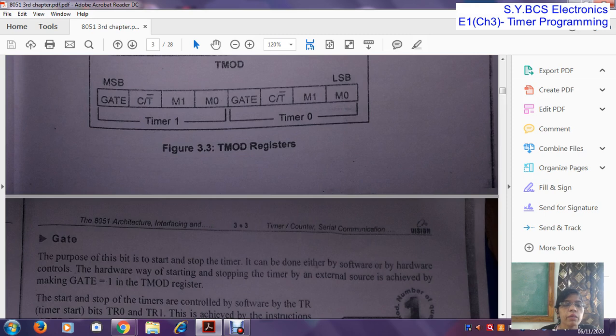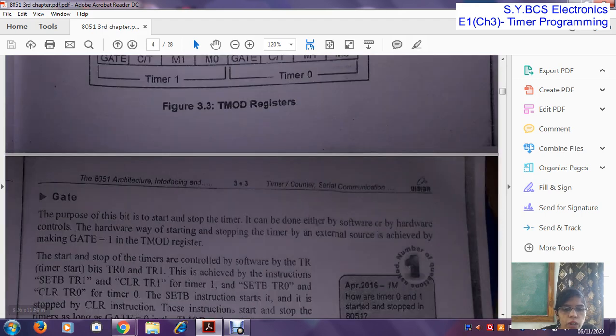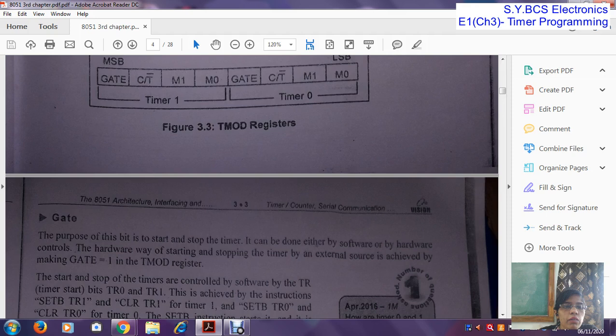By using the hardware method, we can start and stop the timer. For this purpose, the gate bit is made 1, that means it is logic high. The hardware way of starting and stopping the timer by an external source is achieved by making gate equal to 1. That means when we make this bit 1, the timer is started and stopped by an external source.